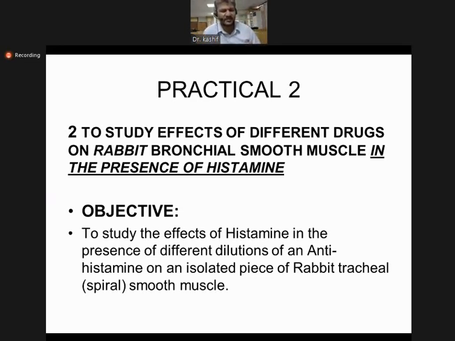The histamine is there. It is showing you a constriction on the graph. And now you are adding the antihistamine. So what will the antihistamine do? It will reduce the contraction. So in the graph, you will find the readings with histamine will be lower down, or the contraction will be decreased.